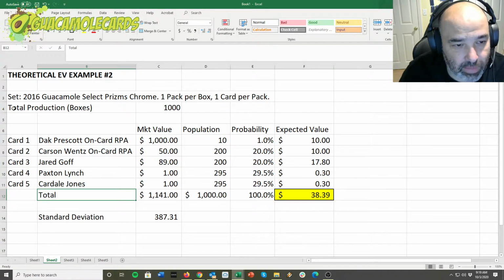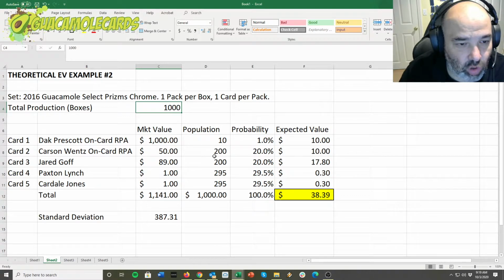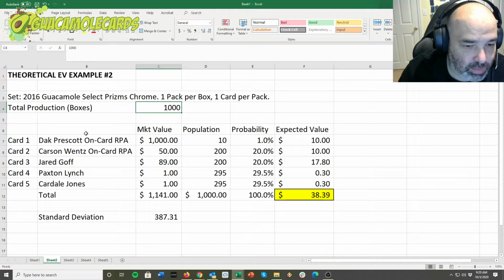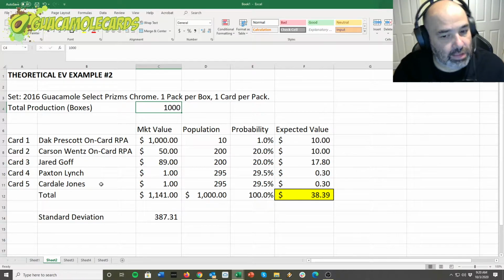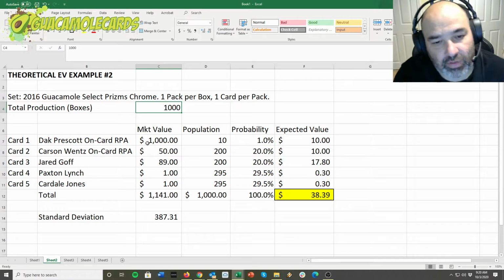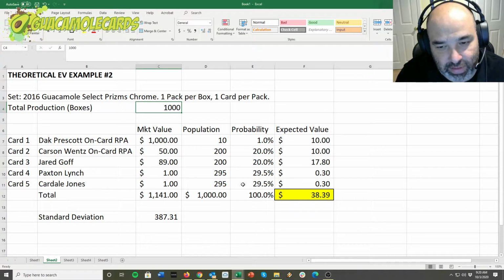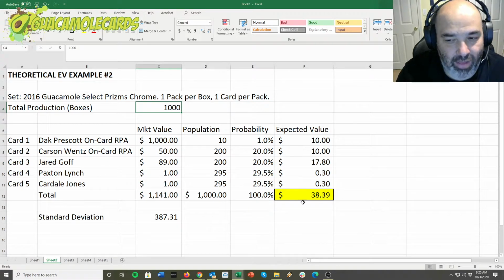So here's an example. Same product, but now total production is 1,000 boxes. But there's 5 different cards you can pull. There's a Dak. Let's pretend all of these are on-card RPAs. So there's a Dak, a Wentz, a Goff, a Paxton Lynch, and a Cardale Jones, all from the 2016 draft class. You can see the different market values for each. You can see the population of each, the probabilities, and how that comes out to expected value.